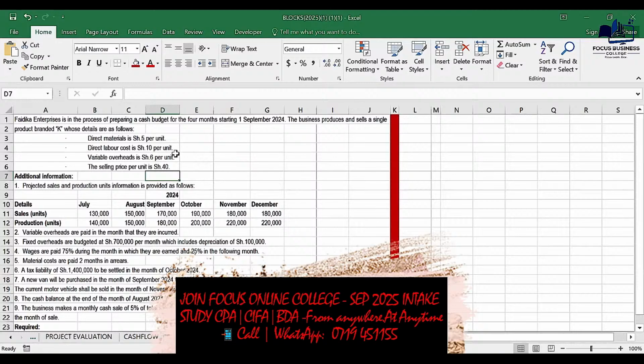Variable overhead 6 shillings per unit. The selling price is 40 shillings. So we are given additional information, projected sales and the production units. Information is provided as follows.